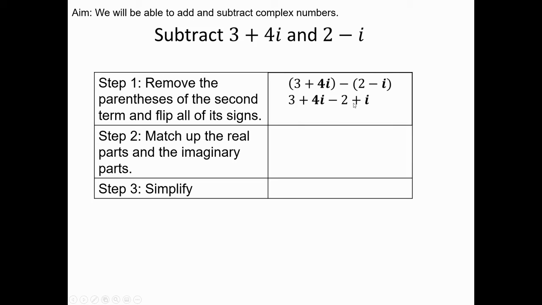But now that it's in this format, guys, and there's no more parentheses, and we just put them next to each other, we can treat it just like we did before. Let's match up everything that's the same. We have a 3 and a -2, and a 4i and a plus i. Then we just have to combine the like terms. 3 minus 2 is 1, and 4i plus i is 5i.